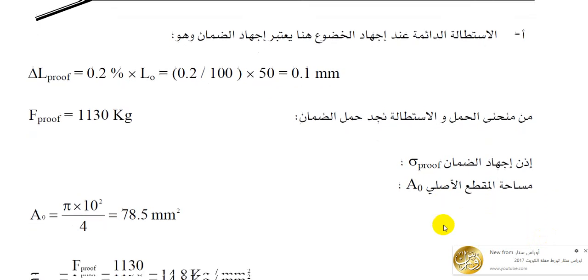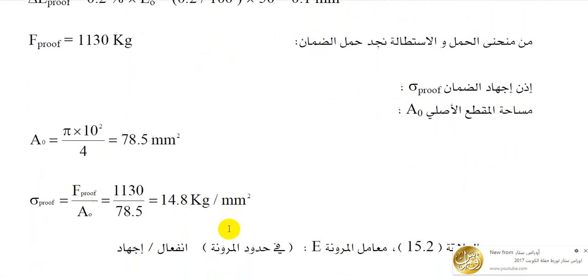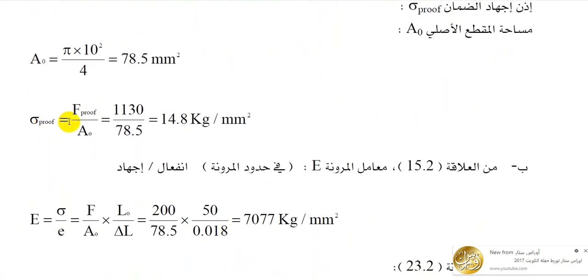The original cross-sectional area A naught, since the aluminum specimen is in the following form. The area of the specimen, since the axial area susceptible to the axial loading is round, as you can see in the form, A naught equals pi times 10 squared, equals 78.5 millimeters squared. So this sigma proof will be computed as follows: equal to F proof, 1130, equals the following. This is the proof load.